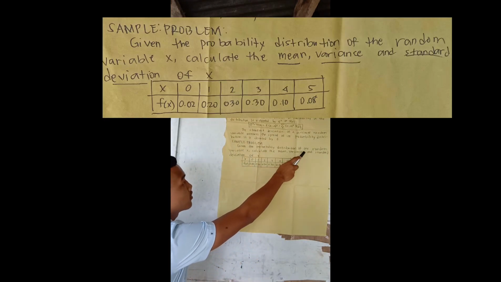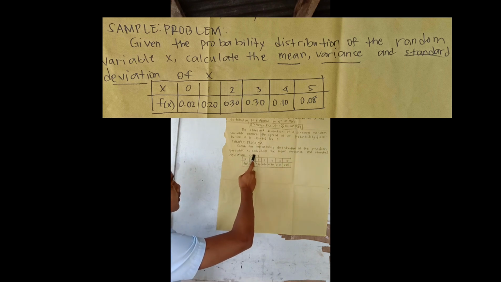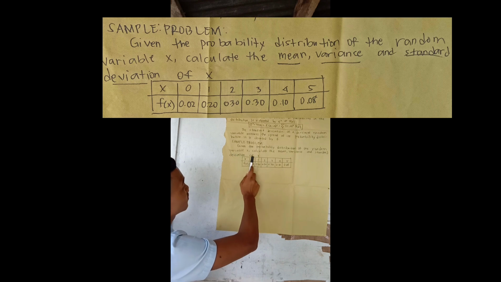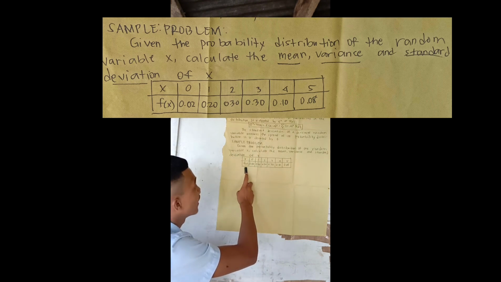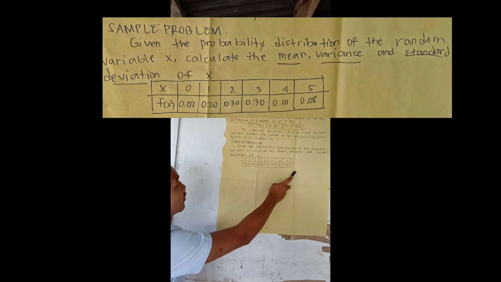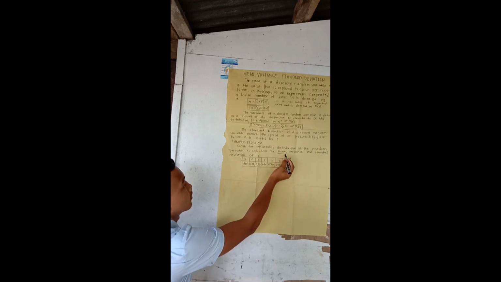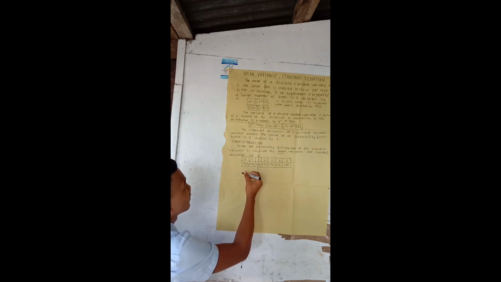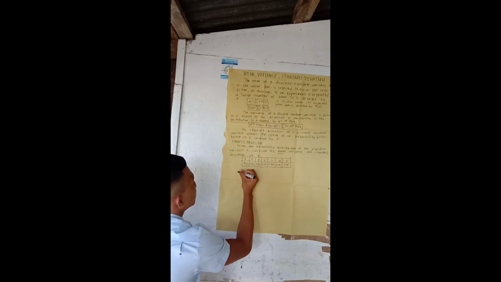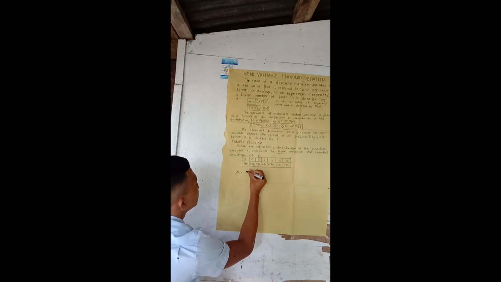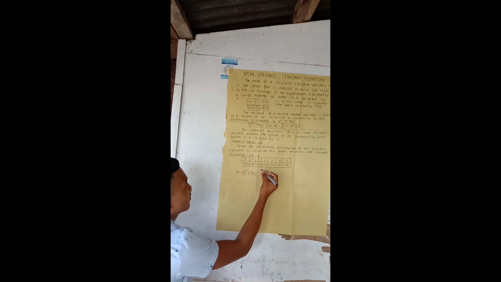Given the probability distribution of the random variable x, calculate the mean, variance, and standard deviation of x. So we have here the given probability distribution of x, which is 0, 1, 2, 3, 4, and 5. And we are asked to calculate for the mean. So for the mean, our equation is this. So mu is equal to summation of x multiplied by P of x, and P of x is also equal to f of x.